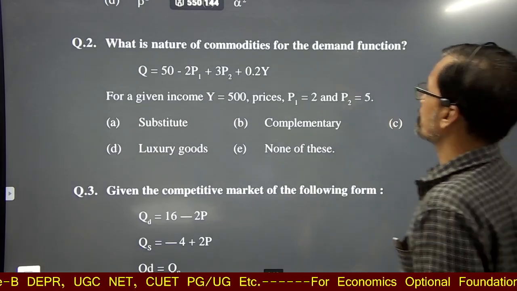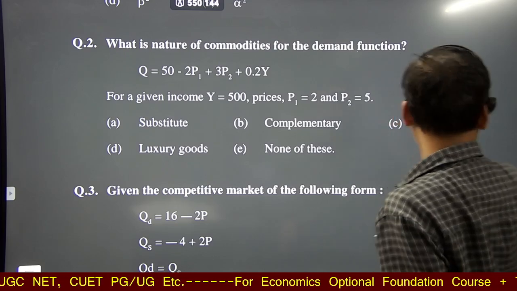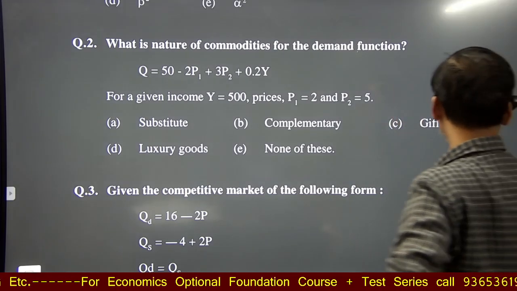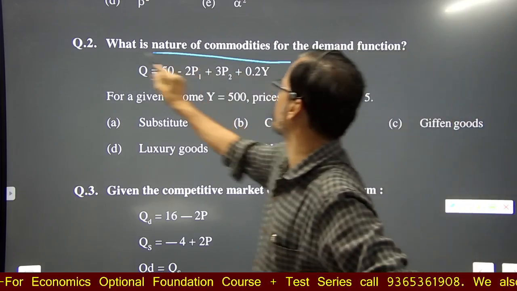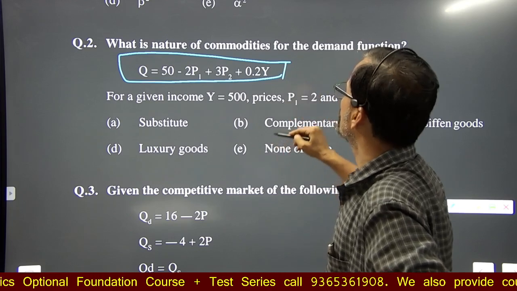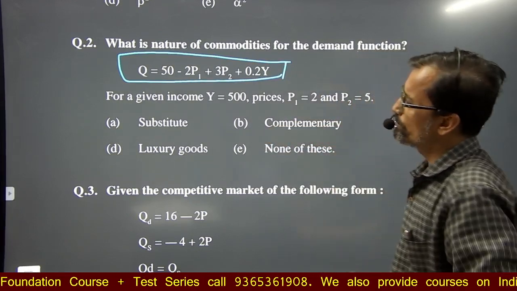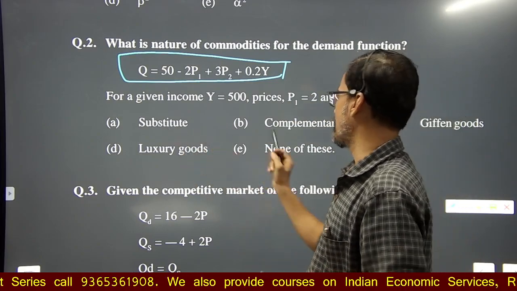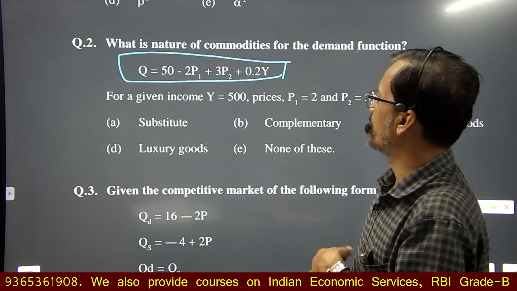What is the nature of the commodities for the demand function? What demand function is given here? This is the demand function. We need to find out what type of commodities these are: substitute, complementary, luxury, or none of these.